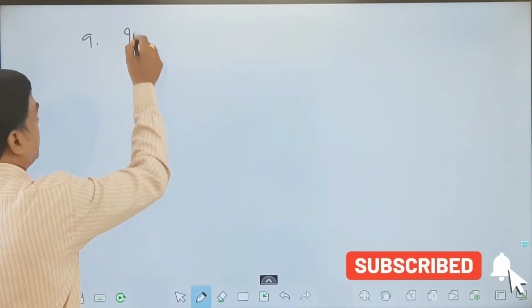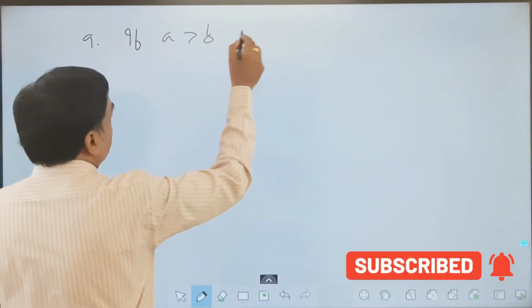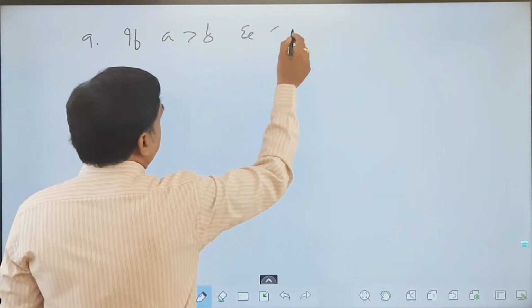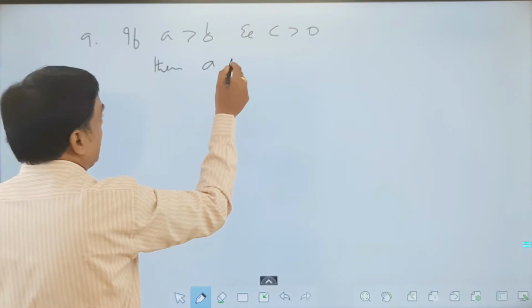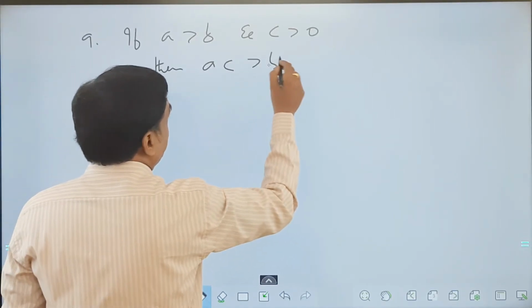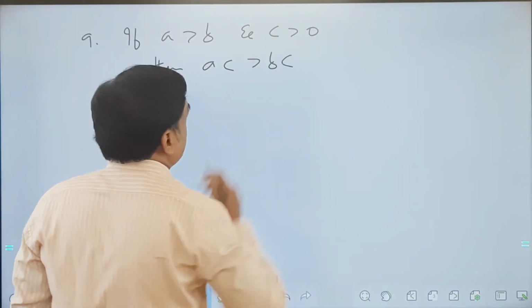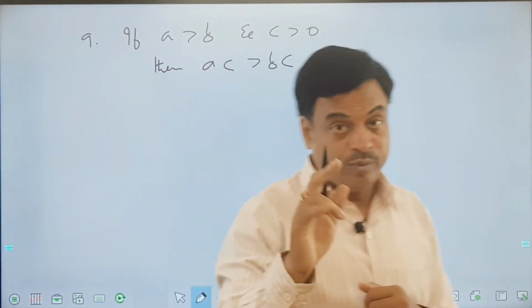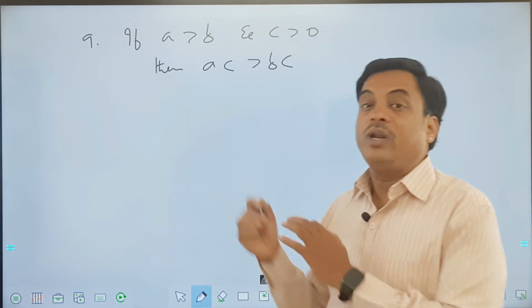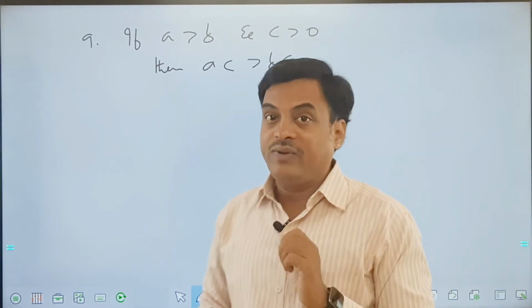Now a very interesting point here. If A is greater than B, my friend, and given a condition C is greater than 0, then the product A into C will definitely be greater than B into C. That means on either side, by multiplying any constant, the constant has to be positive, friends, the inequality will not change.